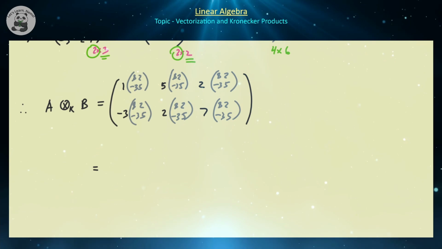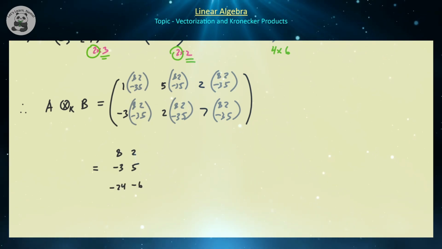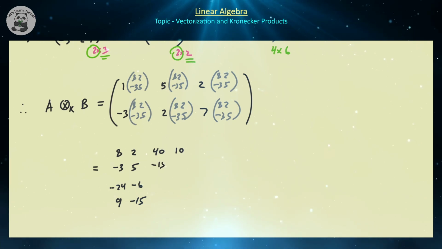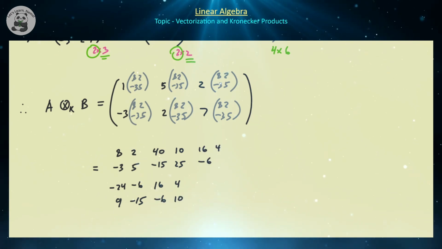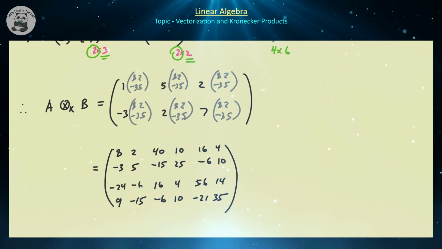So what is that going to give me? 1 times the matrix is itself, so we're going to have 8, 2, minus 3, 5. Minus 3 times that matrix is going to give us minus 24, minus 6, positive 9, and minus 15. And then in the next cell, we're going to have 5 times 8, that's going to be 40, 10, minus 15, 25. And then 16, minus 6 and 10, and 56, 14, minus 21 and 35. So this is our 4 by 6 matrix that represents the Kronecker product of A with B.